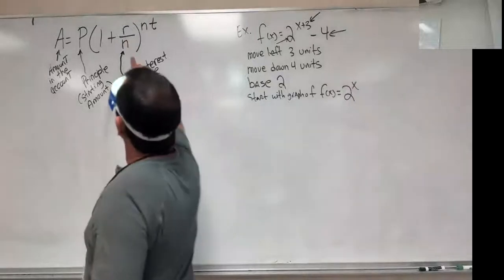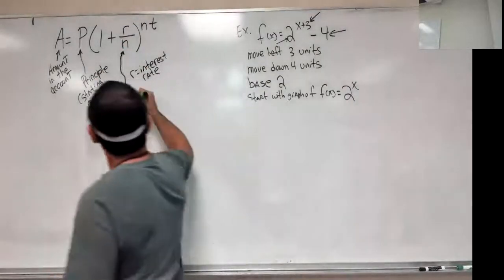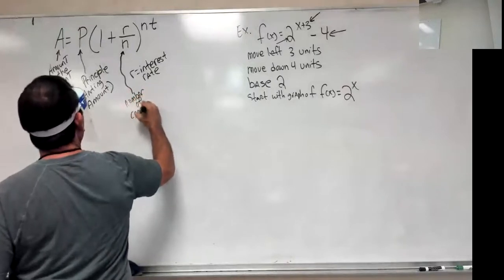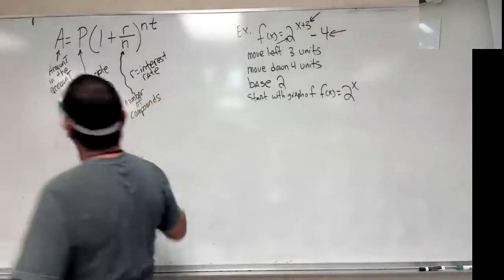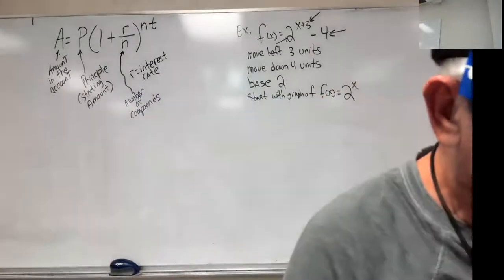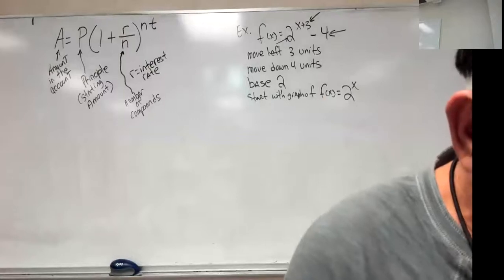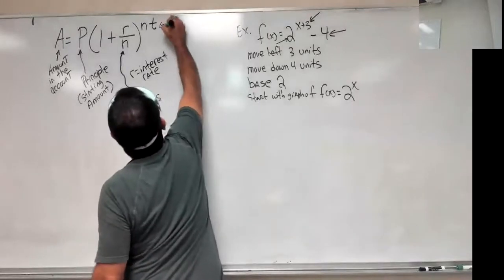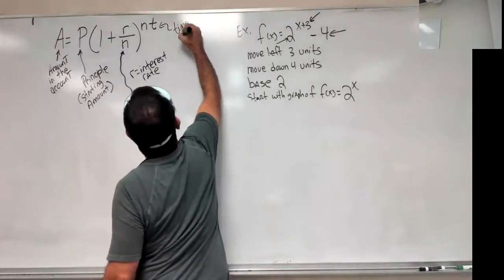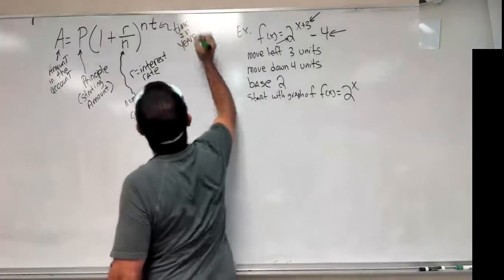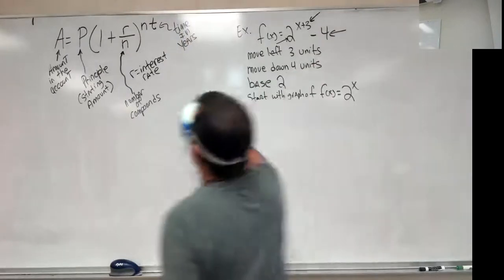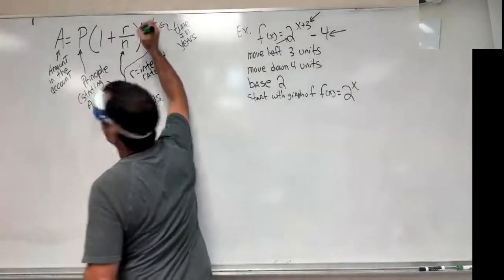So N is the number of compounds, and then let's see, what's left is my T. T is time in years. I think every one of these T's gonna be time on them, I think. And then all this will still be the N, same N.